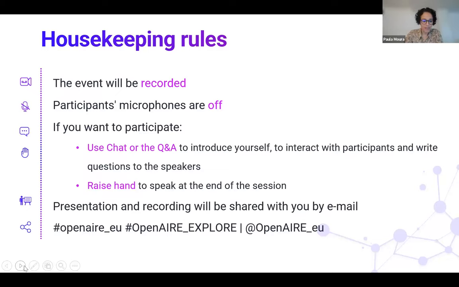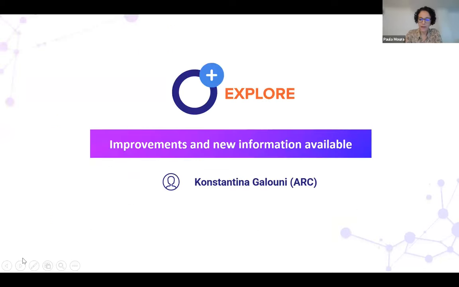Now let's proceed with our webinar presenting OpenAIRE Explore, an open research discovery portal providing access to millions of interlinked scholarly works and their related research products, and also contextual information such as organizations and grants. The Explore portal is built on top of OpenAIRE Graph, one of the largest scholarly record collections with integrated content from more than 12,000 data sources worldwide.